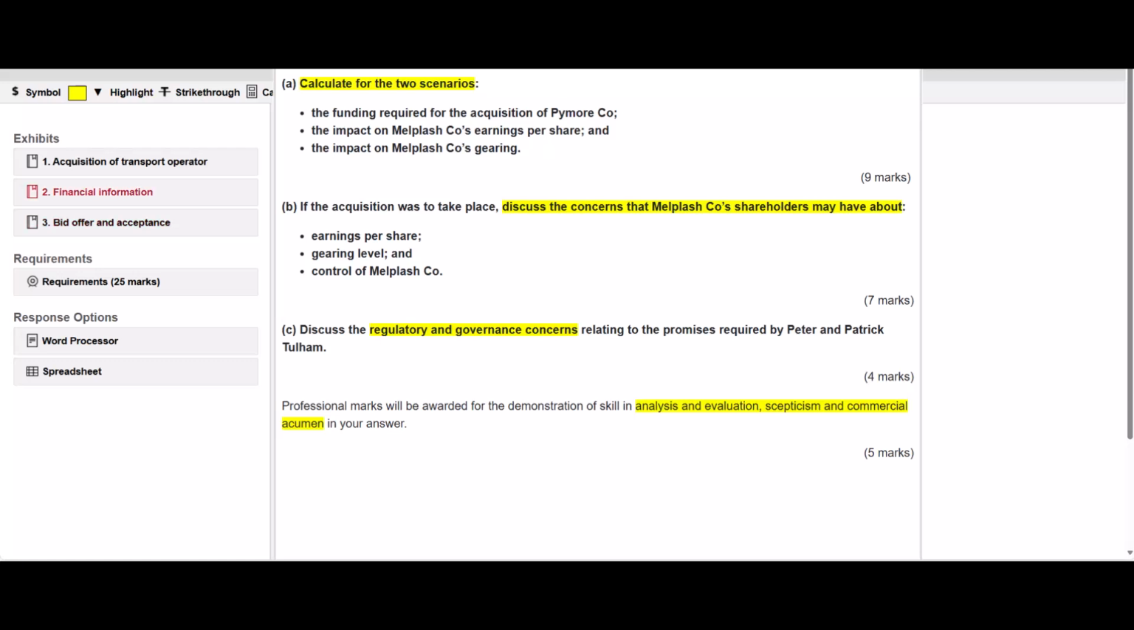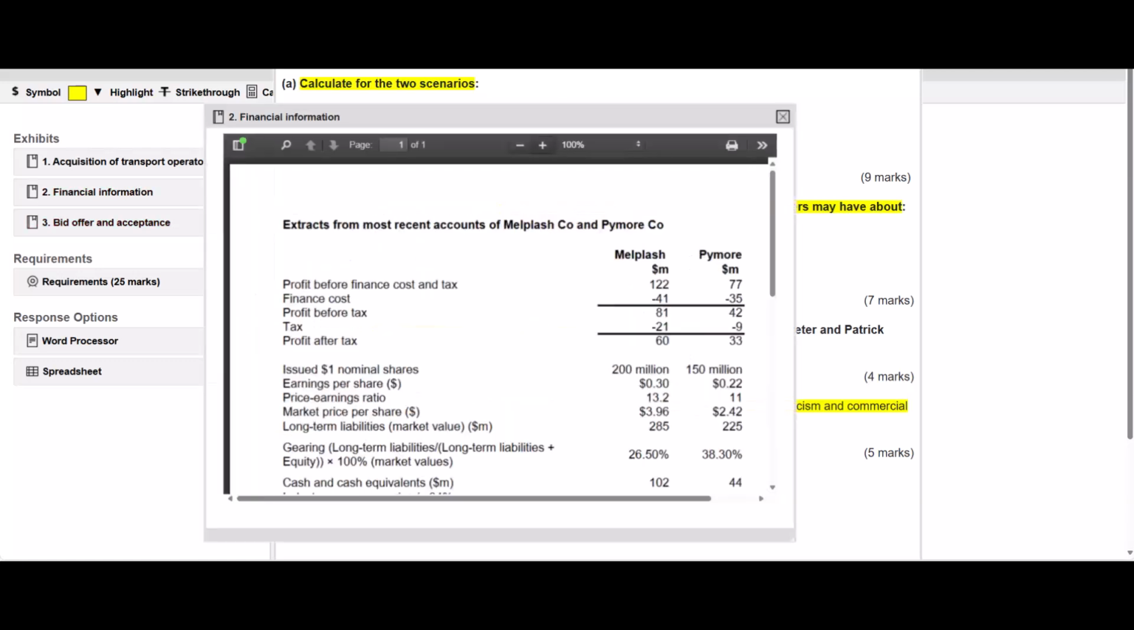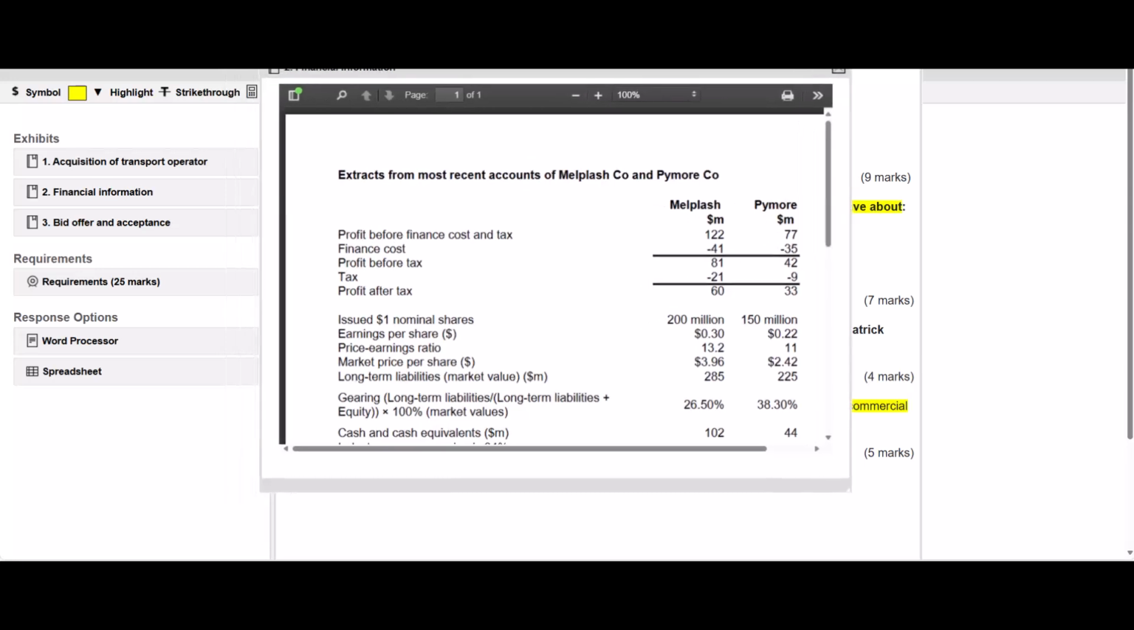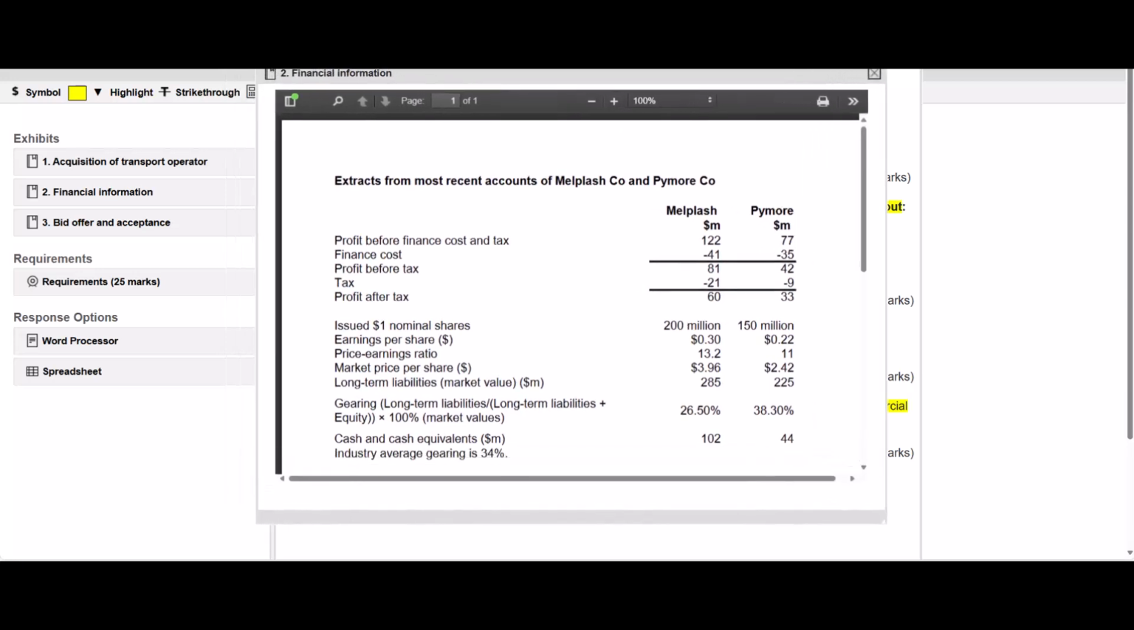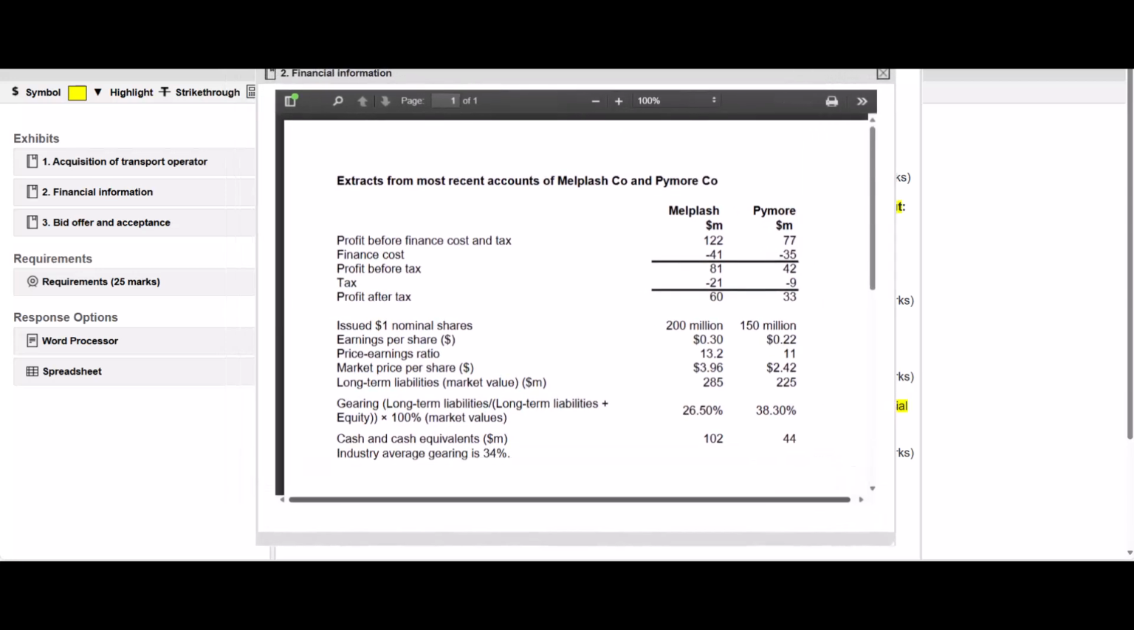Then we have the bit we're going to need for the calculations in A. So we've got all the financial information of both companies, Melplash and Highmore. Interesting in this one, they give us gearing, for example, and they give us earnings per share, PE ratios and things. So they're giving us a lot of information here. This is one of those questions where you've just got to try and deal with what you've been given and understand what they've given you. I think, okay, how am I going to use that?